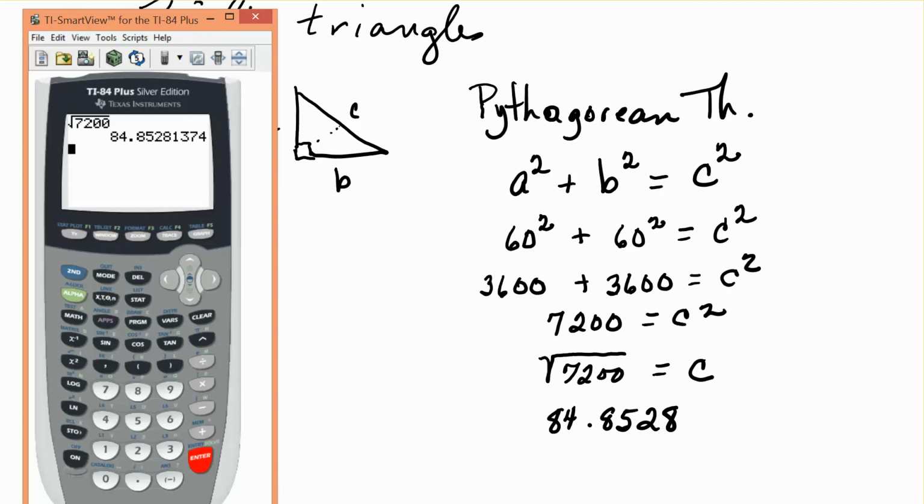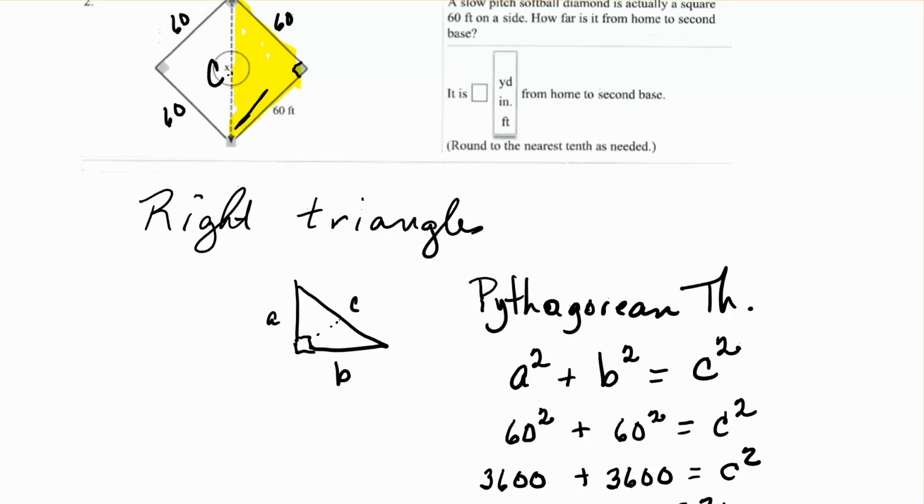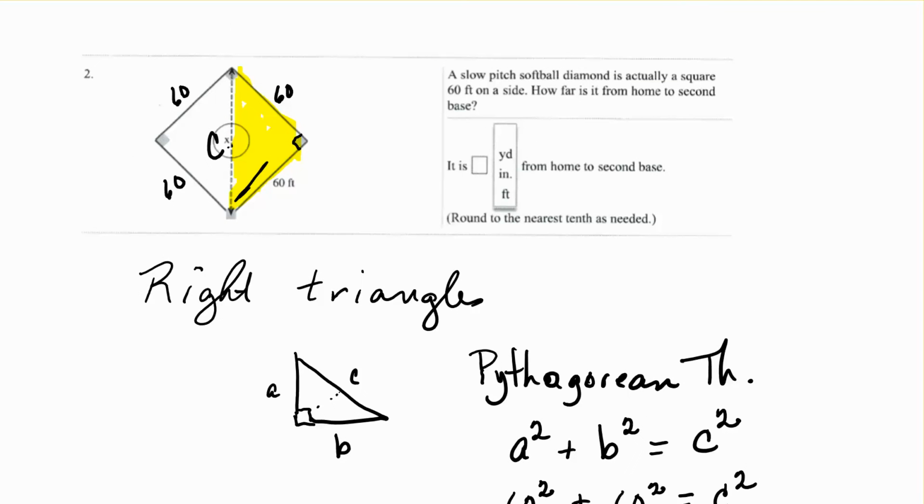And I'm not going to write any more of it. That is C, and I'm going to look back at my instructions. It says round to the nearest tenth. I didn't even say at the beginning that this is a softball diamond. It wants to know the distance to second base, and hopefully you realize this is home, this is first, and this is second, and that's why we were finding the length of that side.